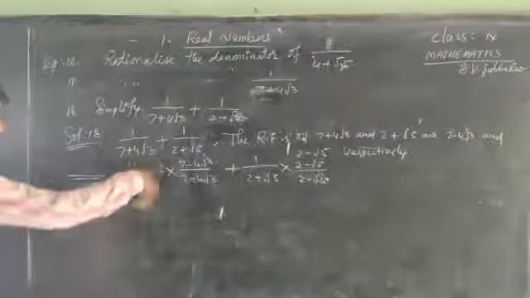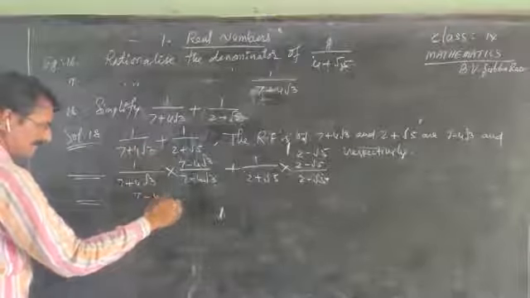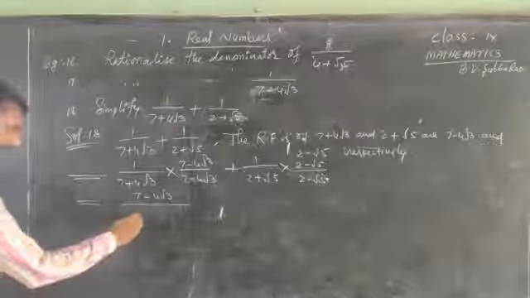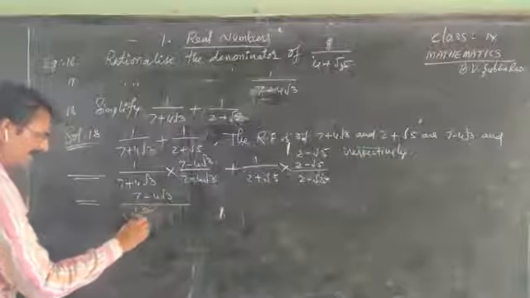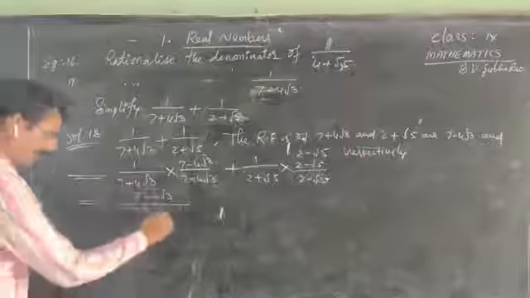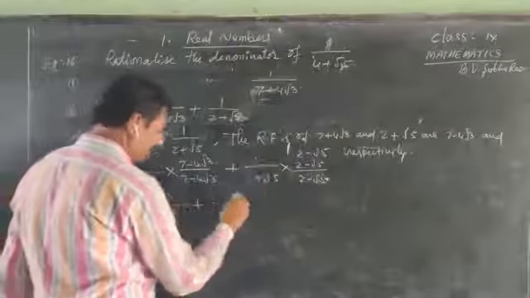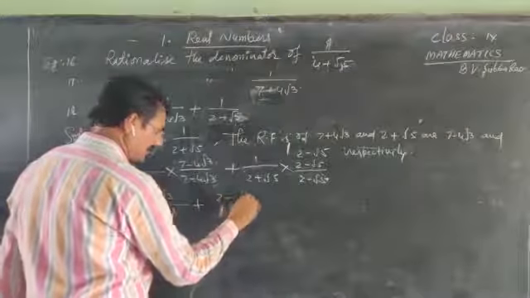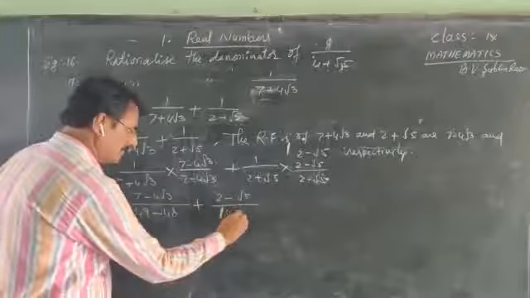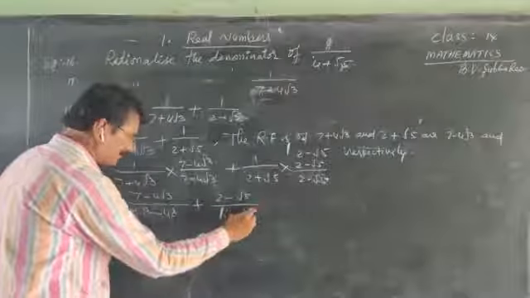Now simplify the first fraction: 1 into 7 minus 4 root 3. But it is exactly a plus b into a minus b again. A square means directly I wrote 49. 4 root 3, 4 square, 16 into 3, 48. Plus, as here 1 into 2 minus root 5, whole divided by 2 square, 4 minus root 5 square is nothing but 5.